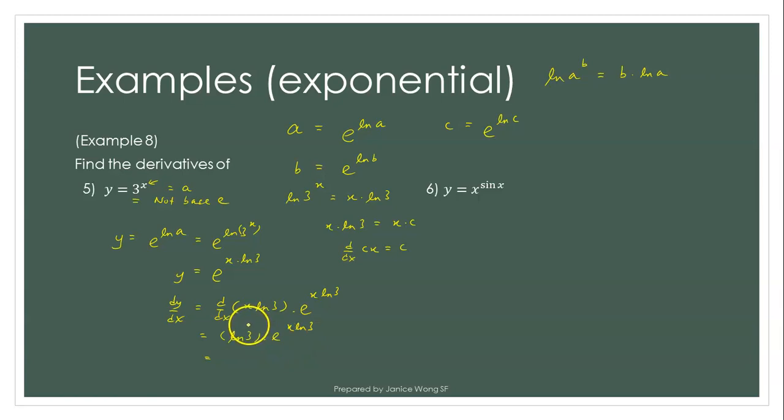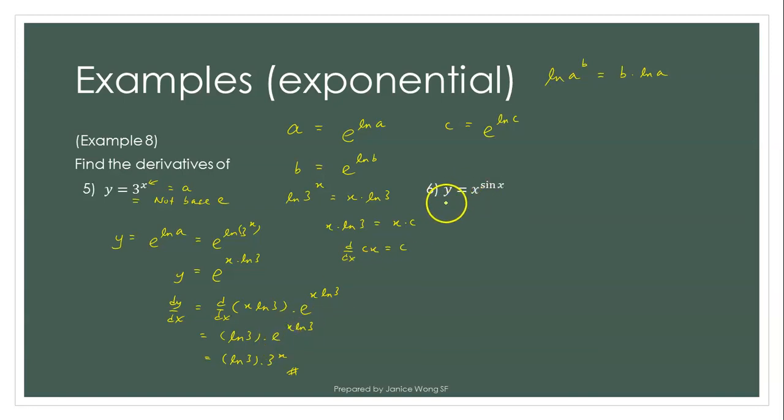However, I will always have a habit to change it back to the original term. ln 3 stays. e to the power of x ln 3 initially is e to the power of ln 3 to the power of x, which is equal to e to the power of ln a. That is a, 3 to the power of x. Change it back to 3 to the power of x. See, this is quite complicated. When you differentiate an exponential term which is not base e, your job is to convert it to base e. Then only you can start to apply the formula to differentiate an exponential term.